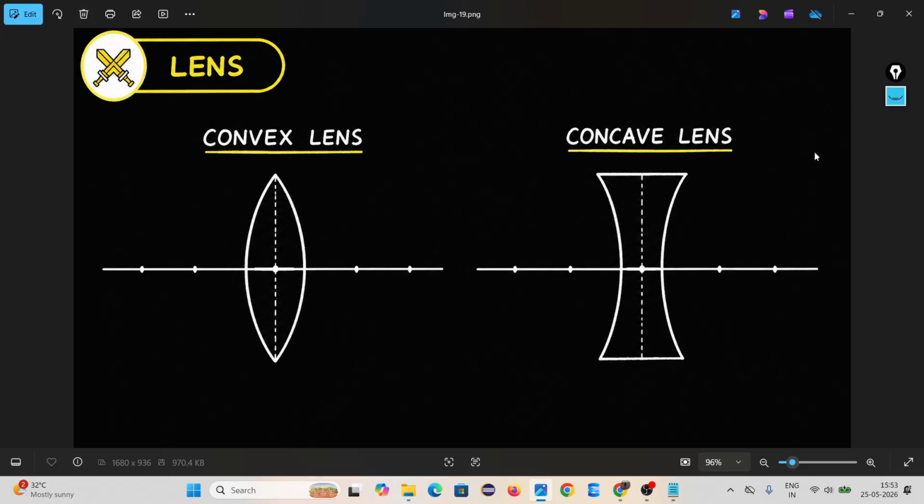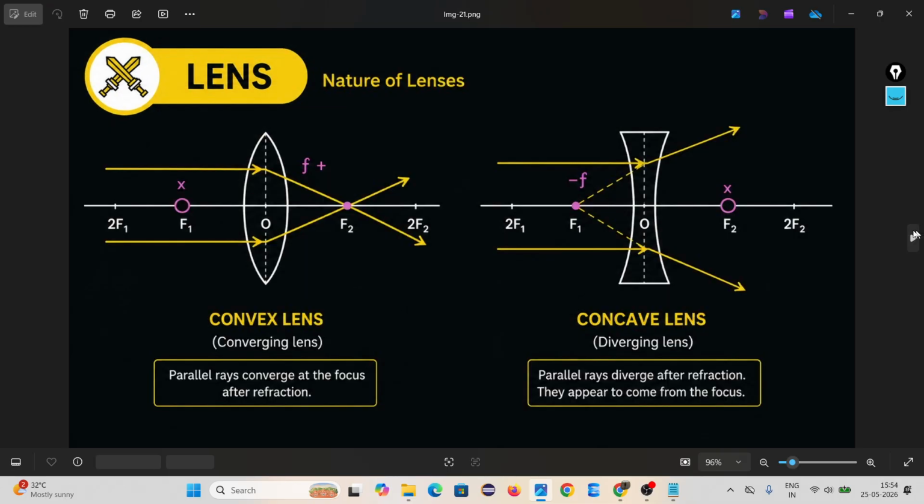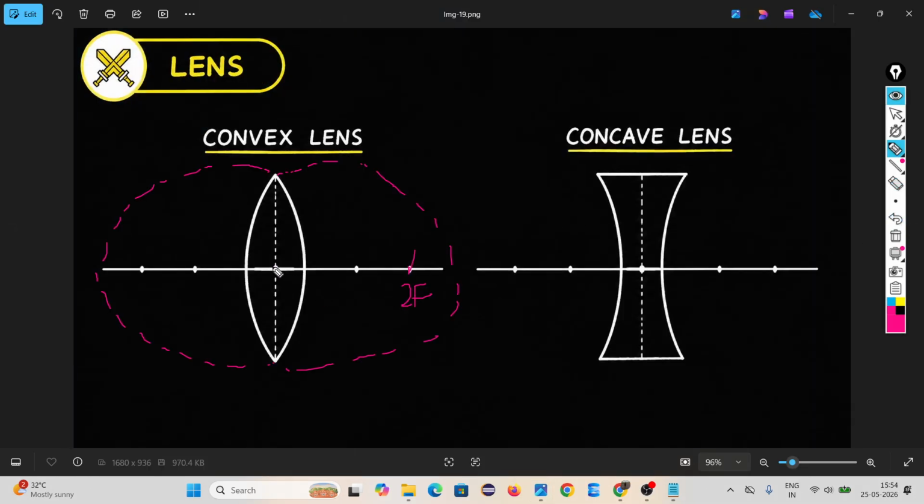Look, some terms are related with the lens. Suppose this is nothing but a circle, a sphere. This is also a sphere. The center of this circle is called 2F. Here we are not calling it the center of curvature, we are calling it 2F. And this is called the optical center. Look, the center of the lens is called the optical center.